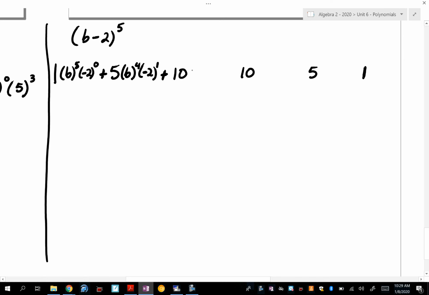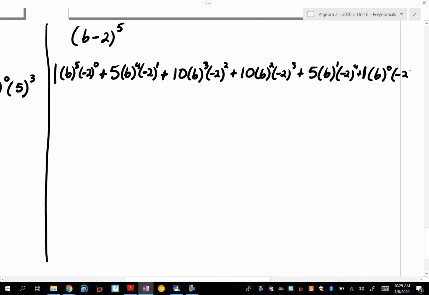Plus 10 times b to the 3rd power times negative 2 to the 2nd power. I'm going to go a little faster. Plus 10 times b to the 2nd power times negative 2 to the 3rd power. Plus 5 times b to the 1st power times negative 2 to the 4th power. Plus 1 times b to the 0 power times negative 2 to the 5th power. Man, that was good. All right. I would say for me, when I started to do these in high school, the hardest part was the setup. That's how to set it up.